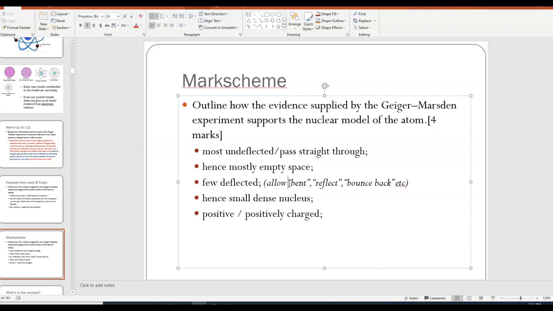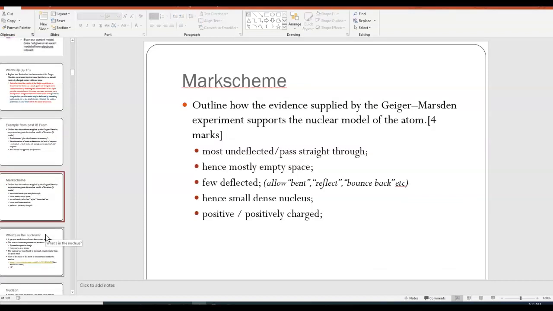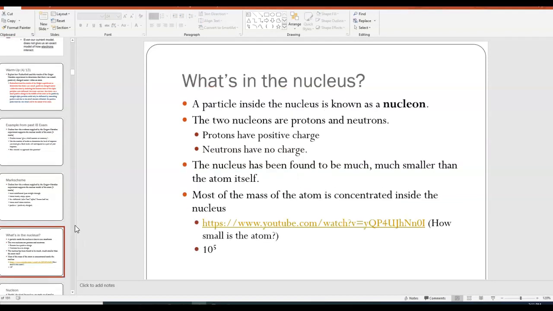Again, there are 5 bullet points here. Any 4 of these 5 would have given you full credit. And again, this is not to show you what your answer should look like, just that your answer should contain these elements. So hopefully you got at least most of those. Now let's go on and talk about what is inside the nucleus.